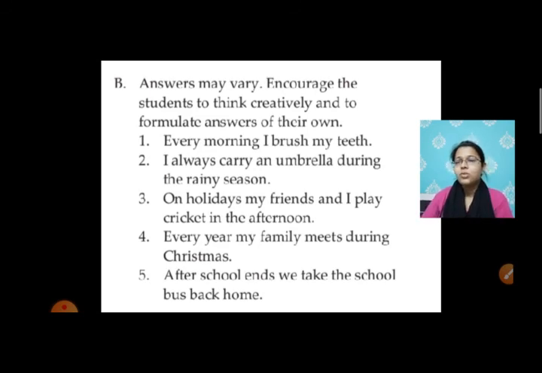So students, in this exercise, you can write the answers by yourself. These are just sample answers. So please do complete exercise A and exercise B in your textbook.